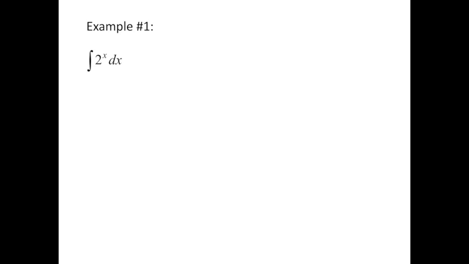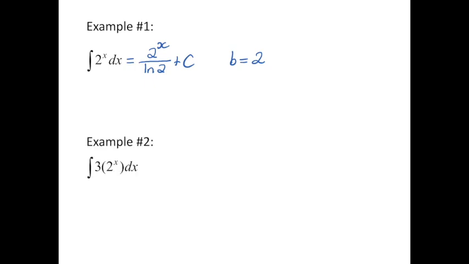First example we'll look at is the integral of 2 to the x dx. So this is an integral where our base is 2. So taking the integral, the result will be our exponential function 2 to the x divided by the ln of our base, 2, plus the integration constant c. And that's all there is to that one. So let's look at another one.